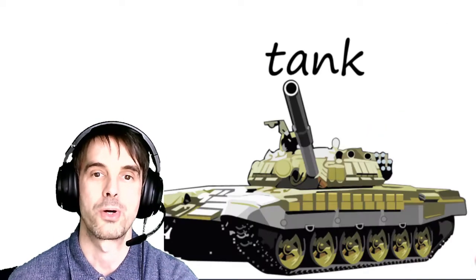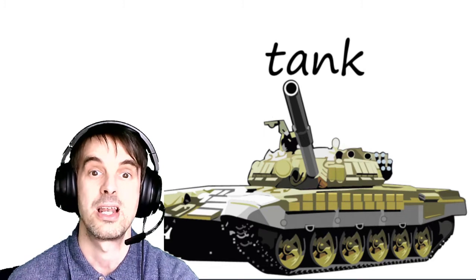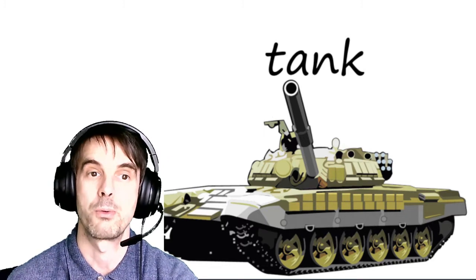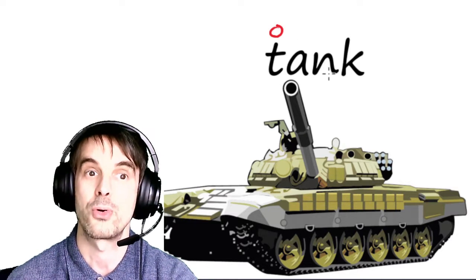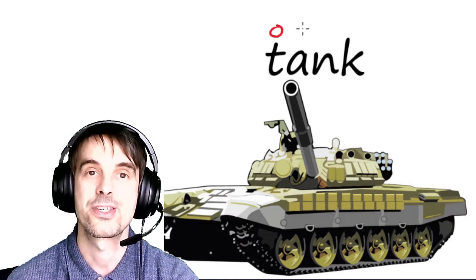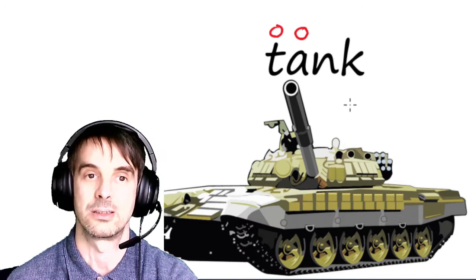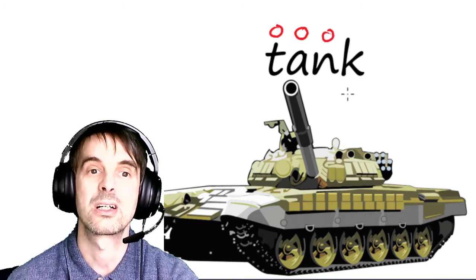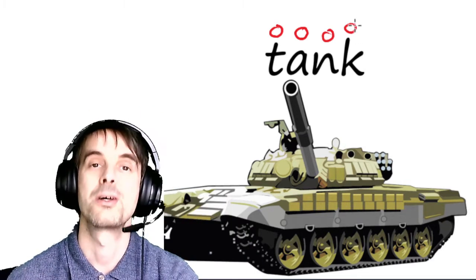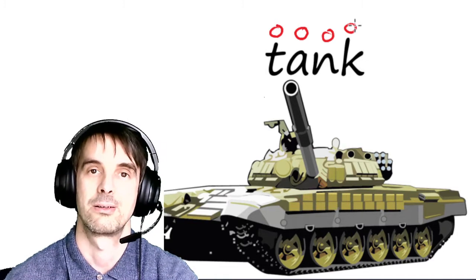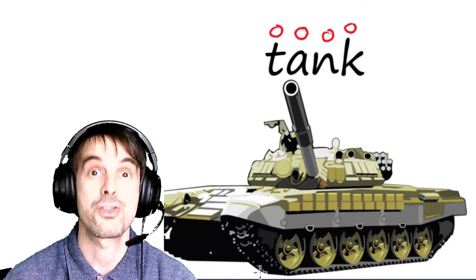Right, now this word has got 4 letters as well. Let's have a look at this one. So we've got t, t, t. And then t, ta, tank, tank, tank. Okay, excellent. Now, that's the first 3 letters done.